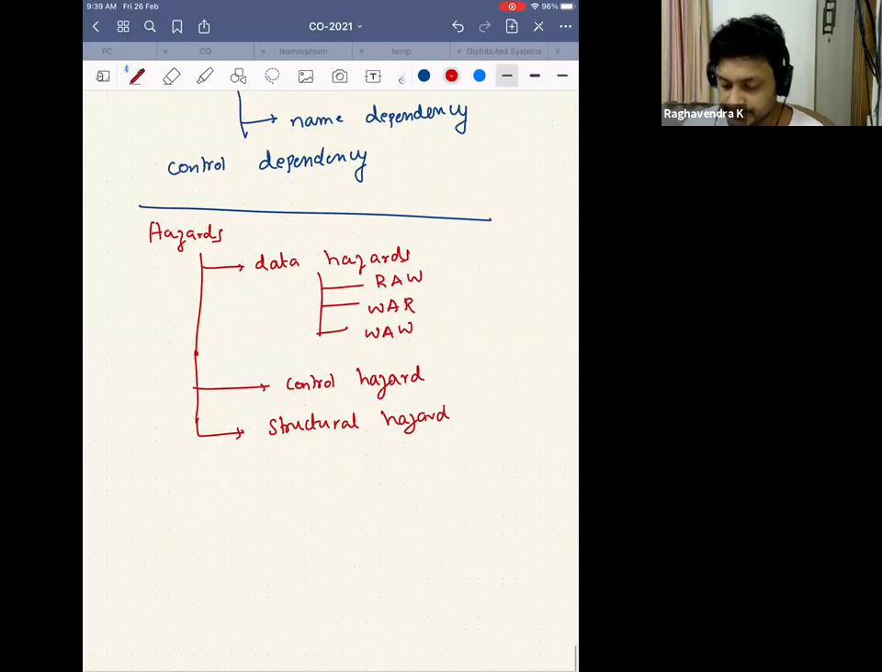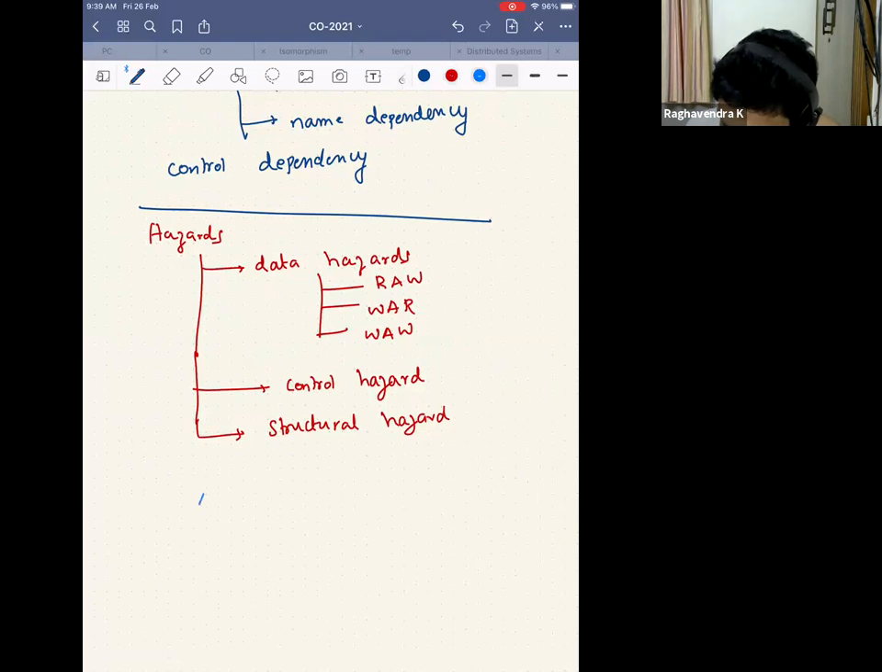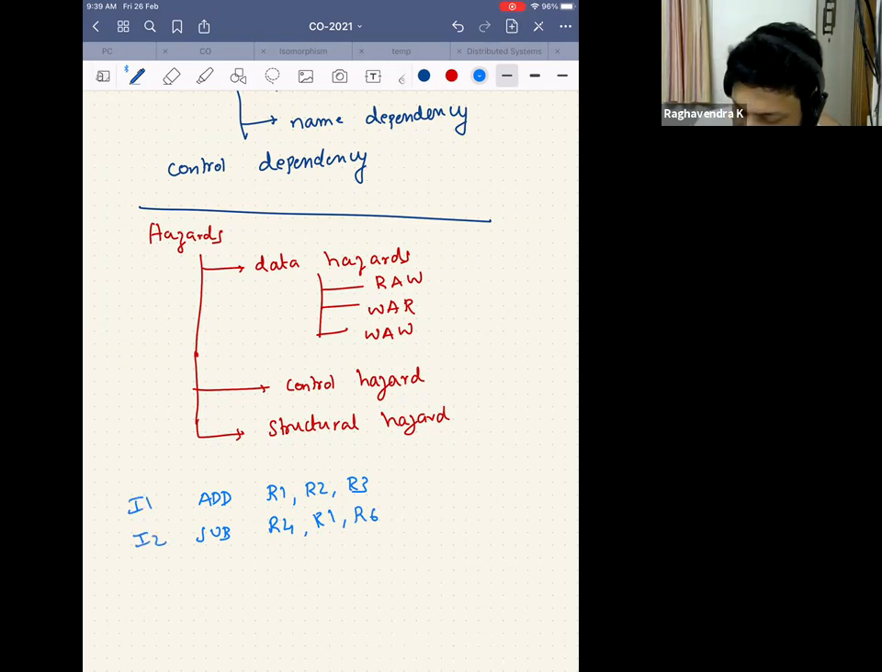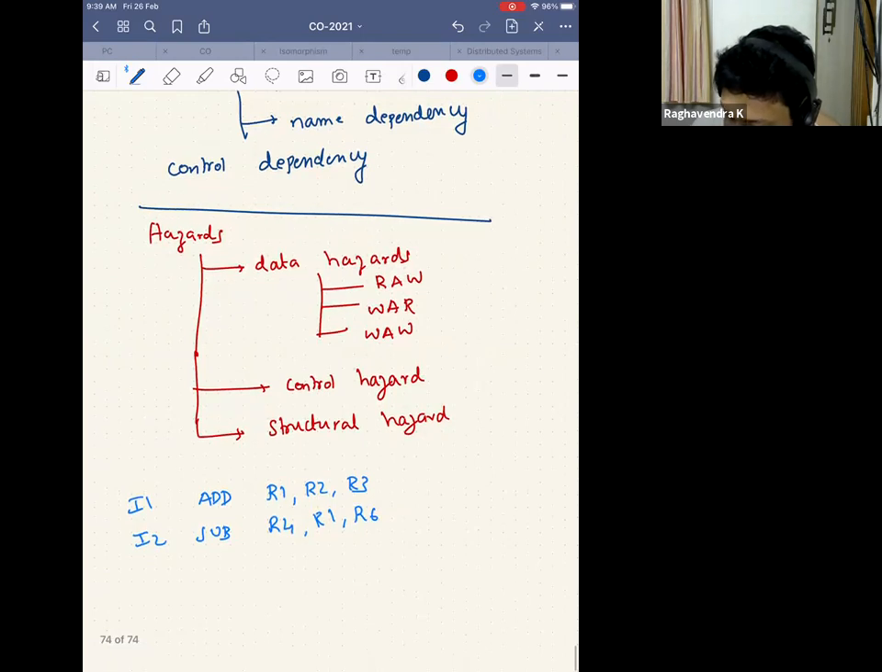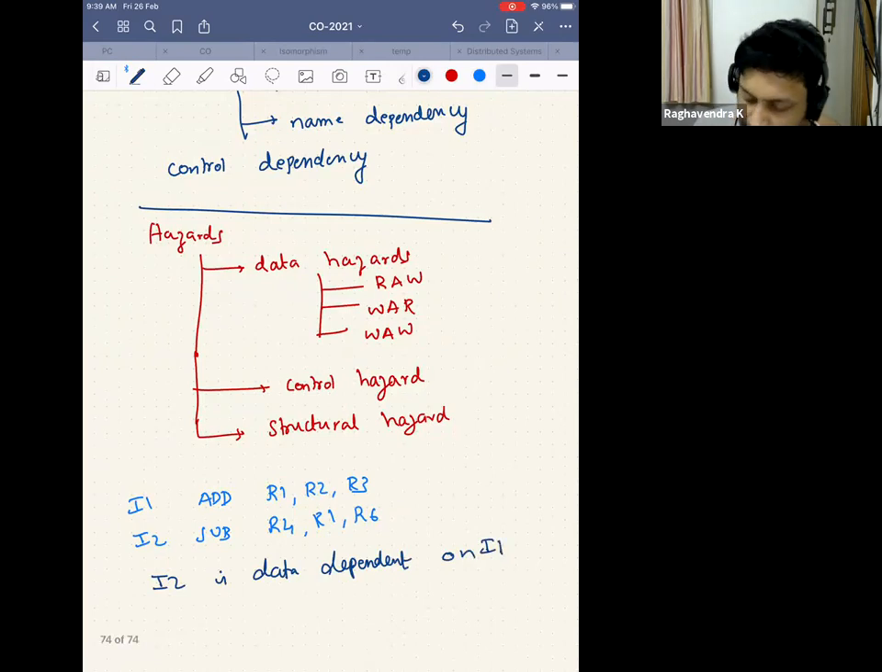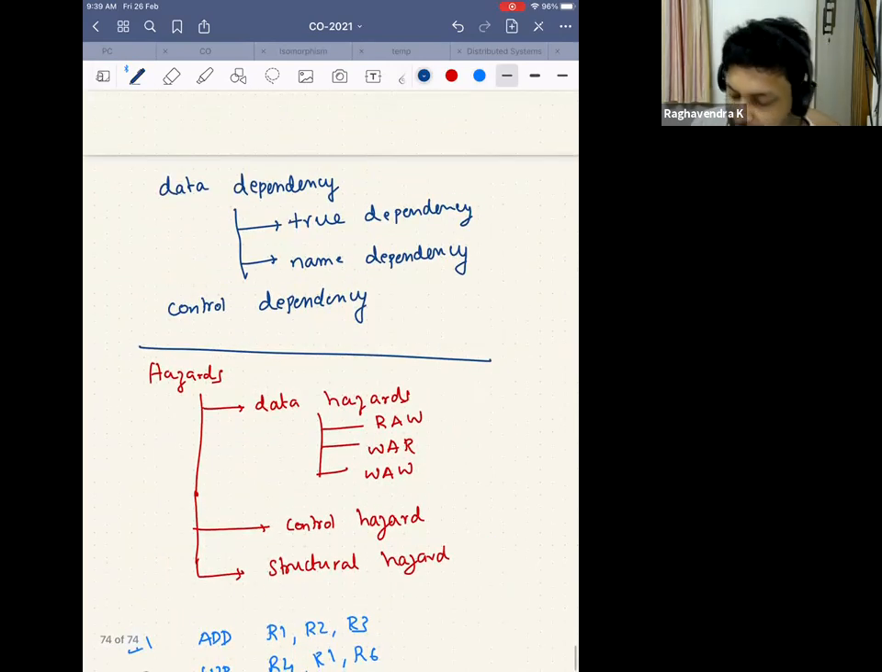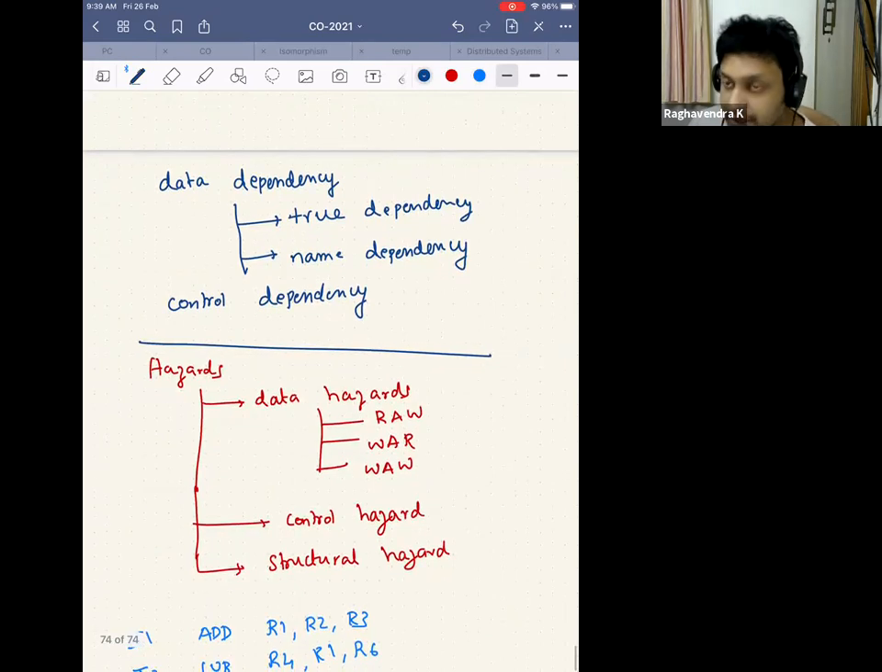So let's take an example which says something like this: add. So you can see that there is some kind of dependency. I2 is data dependent on I1. So this is what I'm talking about, data dependency or the true dependency. I2 is data dependent on I1.